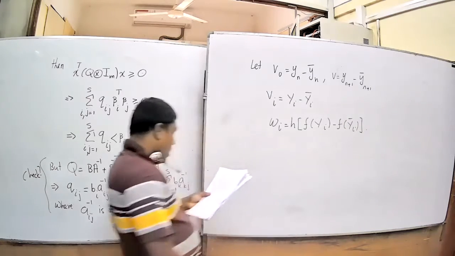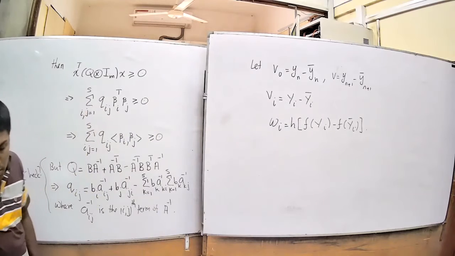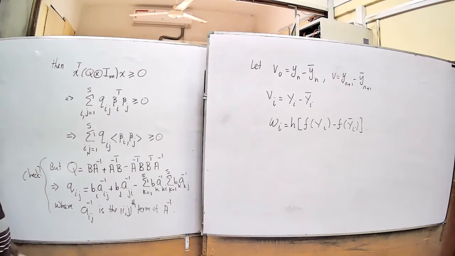Let us define these notations, right? You want to get y_n and y_n bar, then y_{n+1} and y_{n+1} bar, and then the difference in the original solutions and stuff like that.